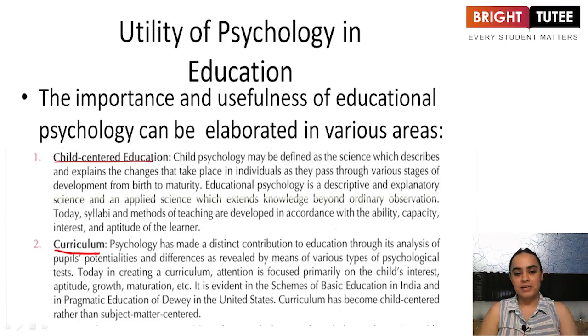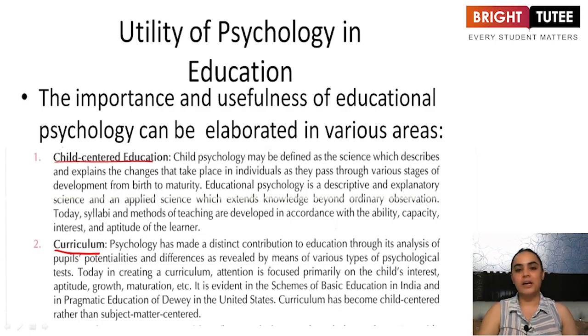And that is the reason why the schemes of basic education in India and the United States are made children-centric rather than subject-matter centered. That means it is not important what is to be taught. What matters is whether the children are taught something that is easy for them to understand or not.